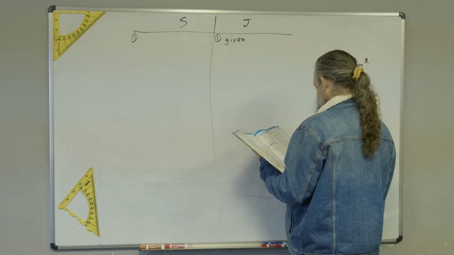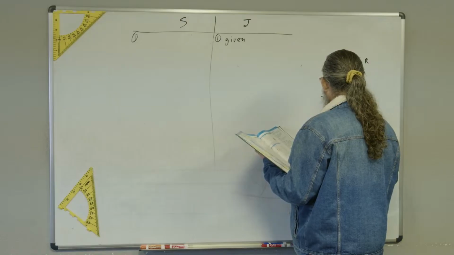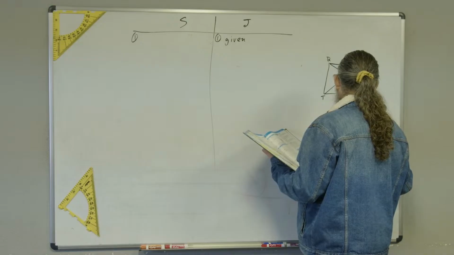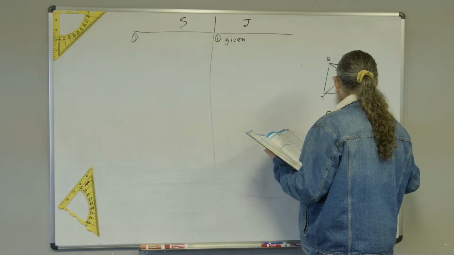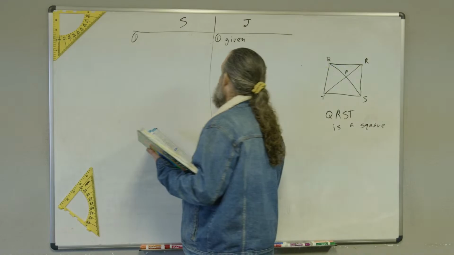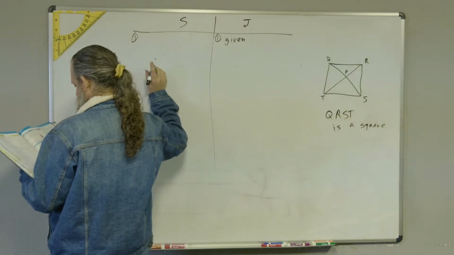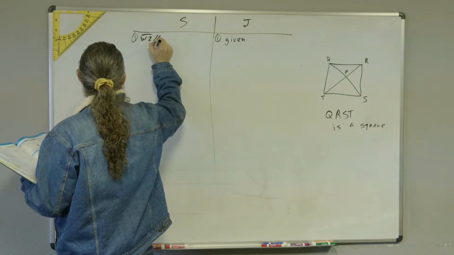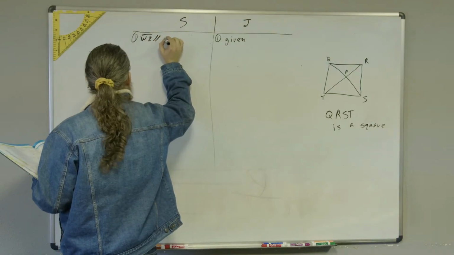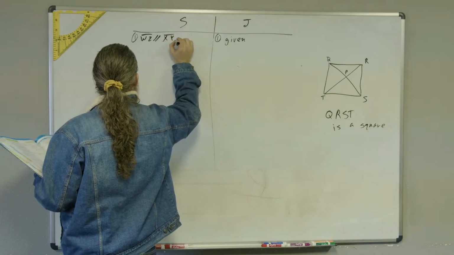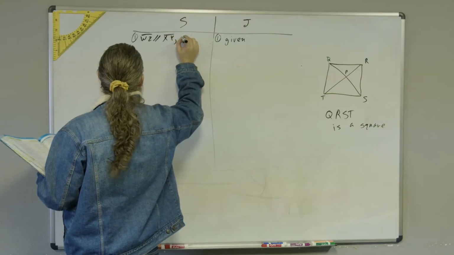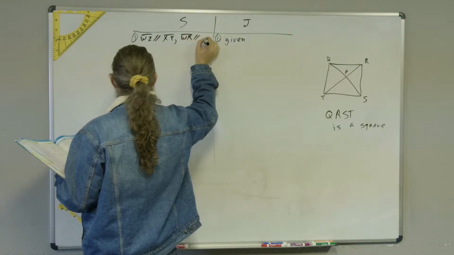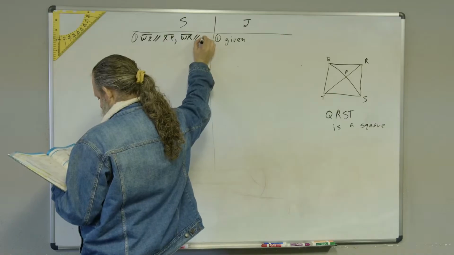We're supposed to prove that QRST is a square. We are, in fact, given that WZ is parallel to XY. We're also told that WX is parallel to ZY.